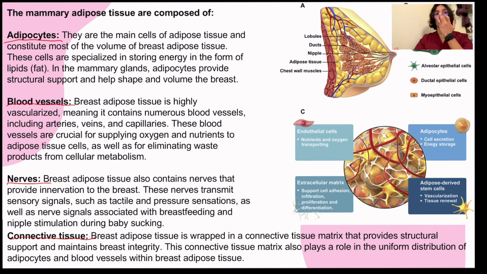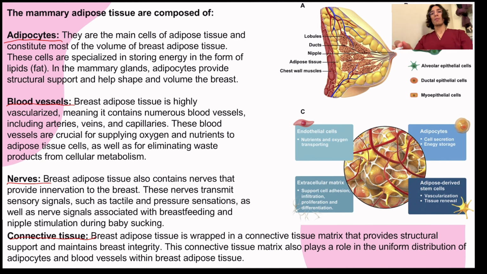First, the adipocytes. They are the main cells of adipose tissue and constitute most of the volume of breast adipose tissue. These cells are specialized in storing energy in the form of lipids. In the mammary glands, adipocytes provide structural support and help shape and volume the breast.